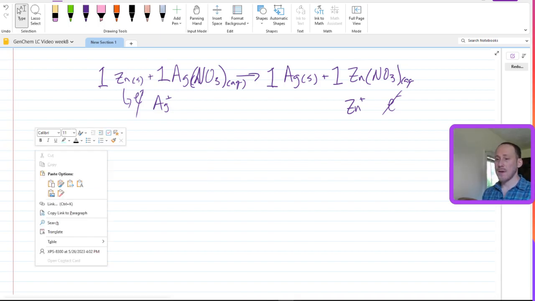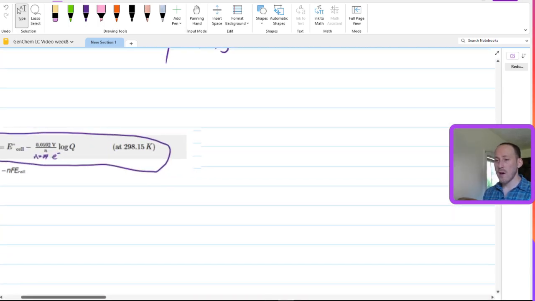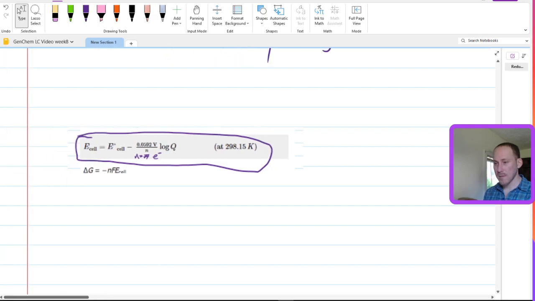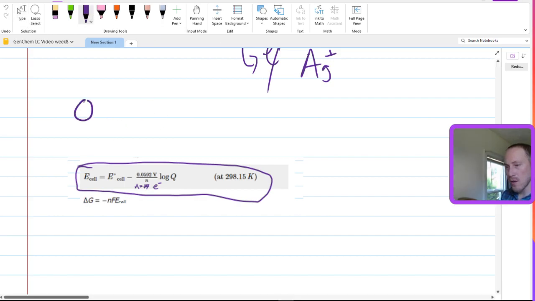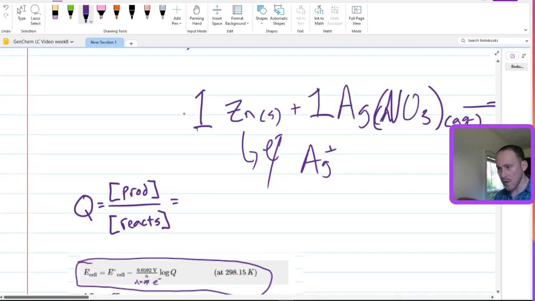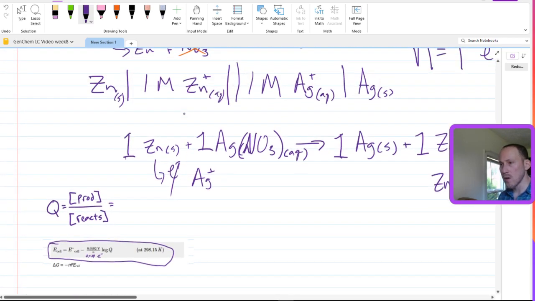Okay. So we are going to use this Nernst equation. It's going to be real simple because Q at any time equals the concentration of products over the concentration of reactants. And, you know, if there were multiple products and reactants, then you raise them to their stoichiometric coefficients, etc. But in this case, we were told that both things are 1 molar, right?